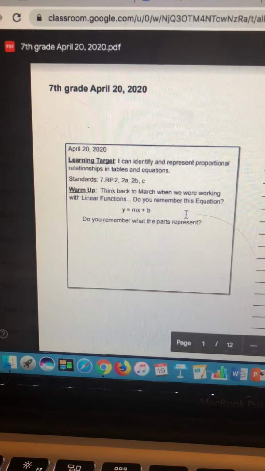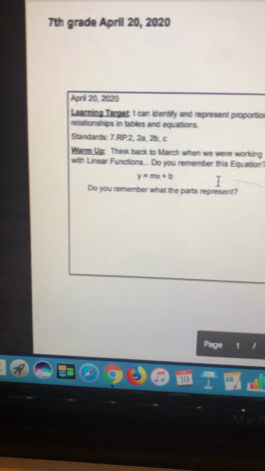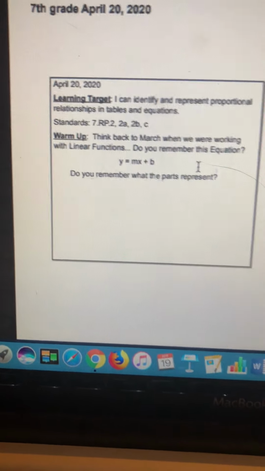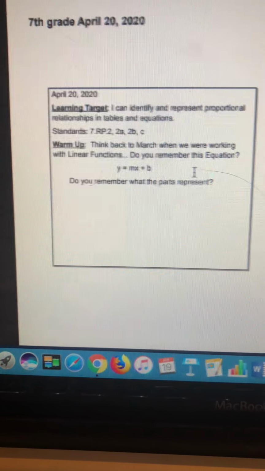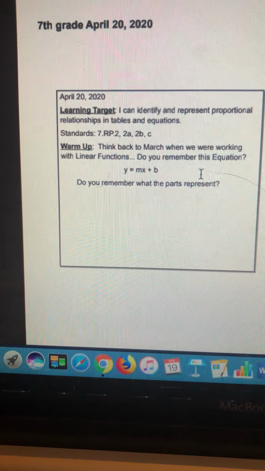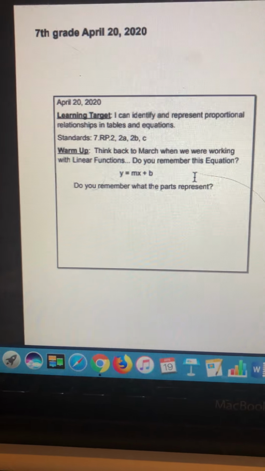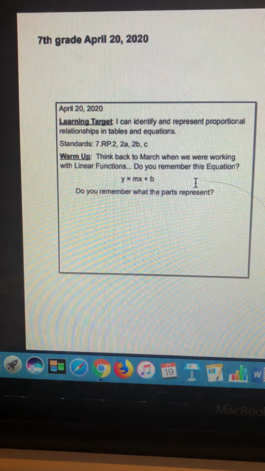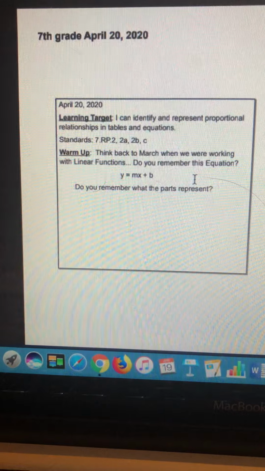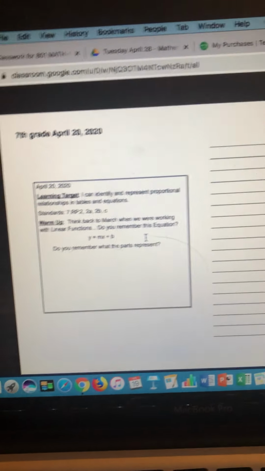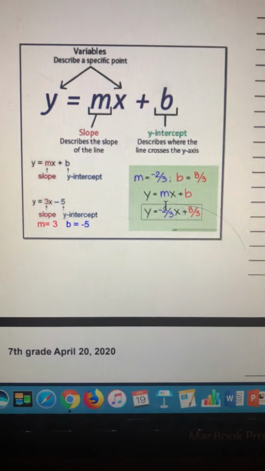Okay, your warm-up is to think about the linear functions that we were going over before we were not in school. So we were focusing on that equation, y equals mx plus b. You guys are doing really well with that. So we're going to take this understanding and apply it to our target, which is to identify and represent proportional relationships in tables and equations. All right, so if we scroll down, we go over the equation.